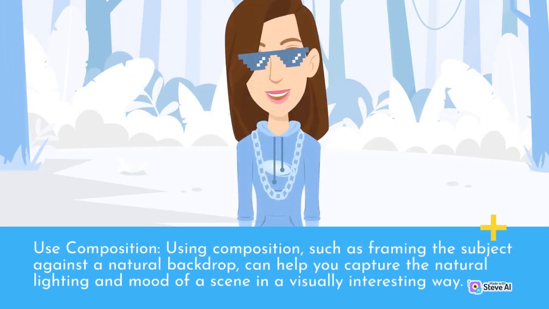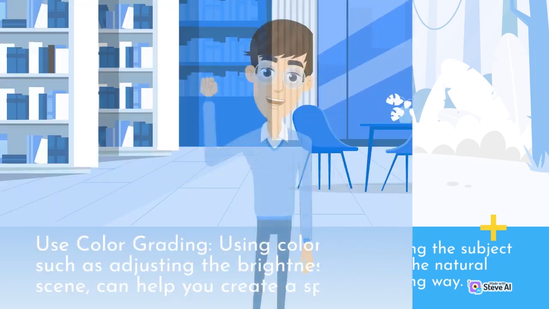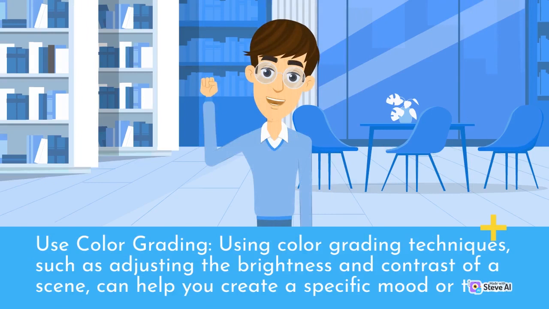Use composition. Using composition, such as framing the subject against a natural backdrop, can help you capture the natural lighting and mood of a scene in a visually interesting way. Use color grading. Using color grading techniques, such as adjusting the brightness and contrast of a scene, can help you create a specific mood or tone.